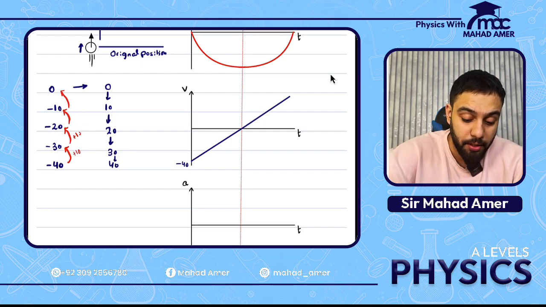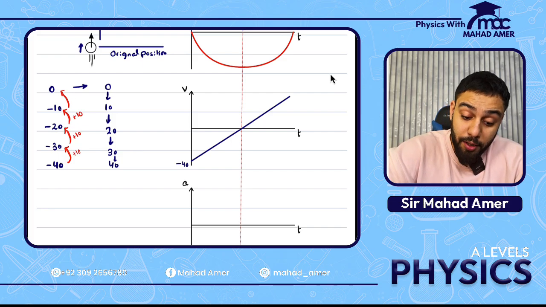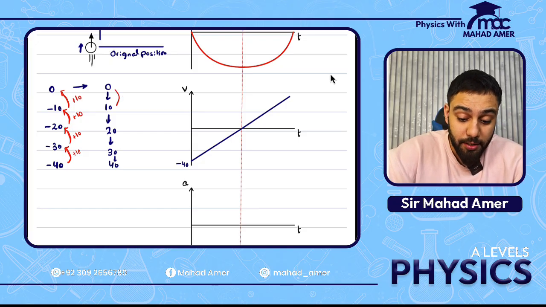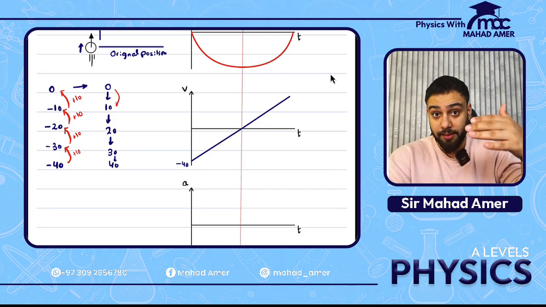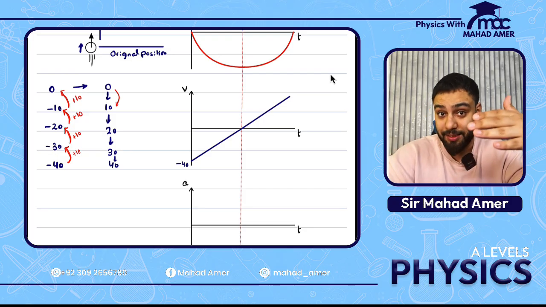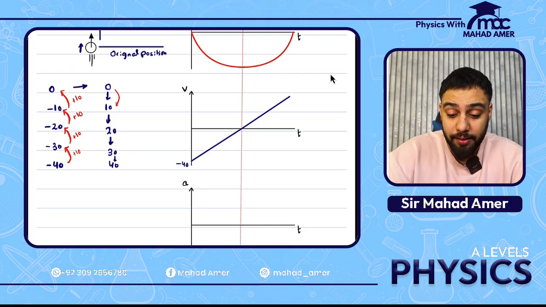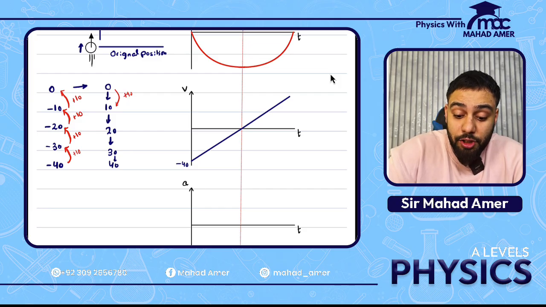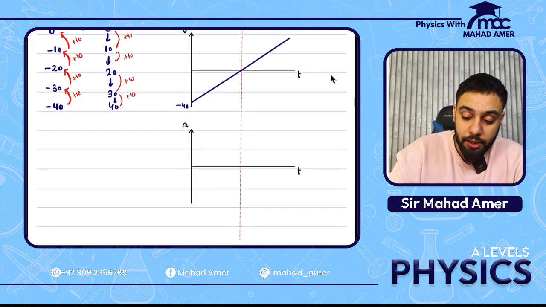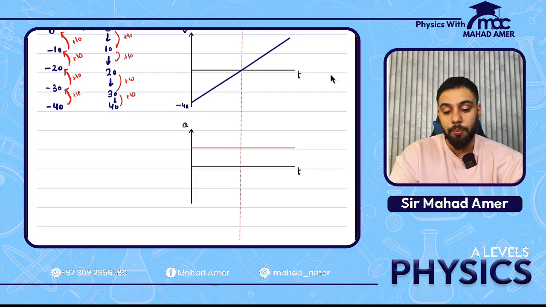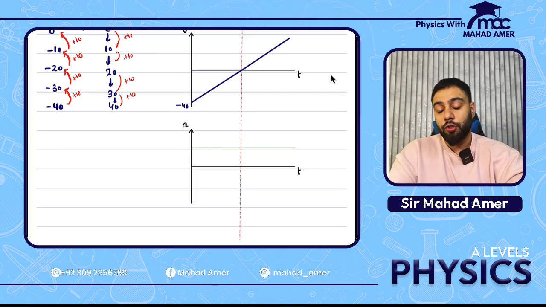If I were to calculate the change in velocity, you can realize that each second the change is plus 10. So minus 40 plus 10 is negative 30, and minus 30 plus 10 is negative 20, and minus 20 plus 10 is negative 10, and then 0. Each second the change in velocity is positive 10, and that shows that the acceleration graph is going to be a straight line throughout the journey.